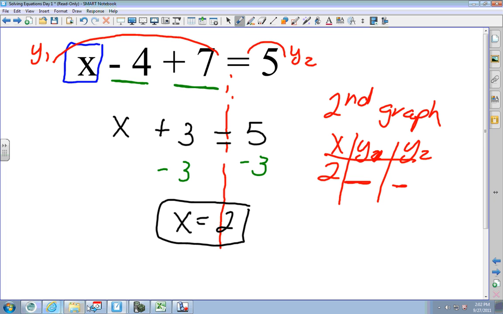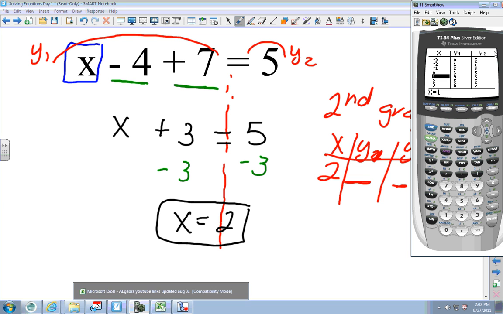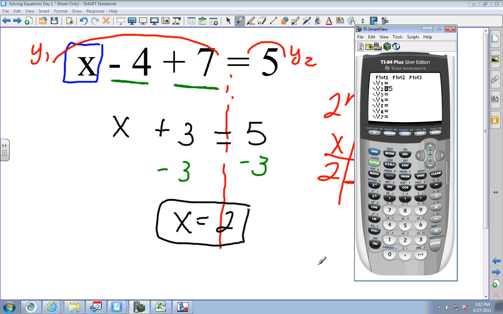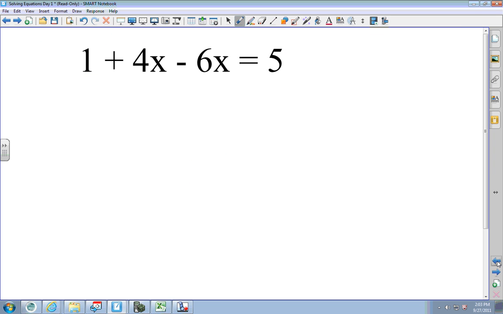So as I pull up my calculator here, I'm going to go to y equals, and I'm going to put in there x minus 4 plus 7, and down here in y2 I'm going to put in there 5. Then I'm going to press second graph. I'm going to look and see where x is 2. There it is. y1 and y2 are the same. That means that I am correct. Next problem. Pause the video, come back and see how you do.